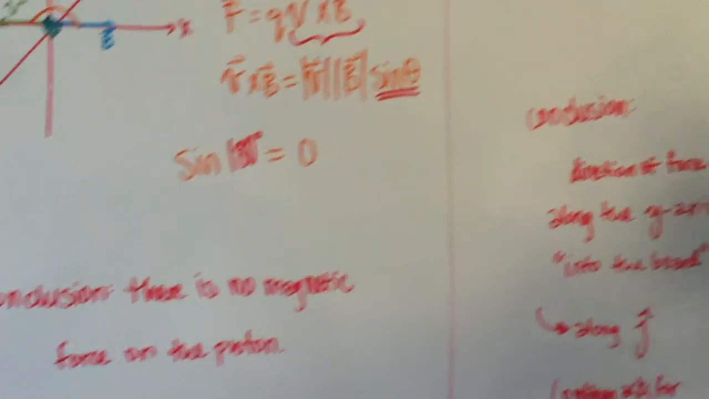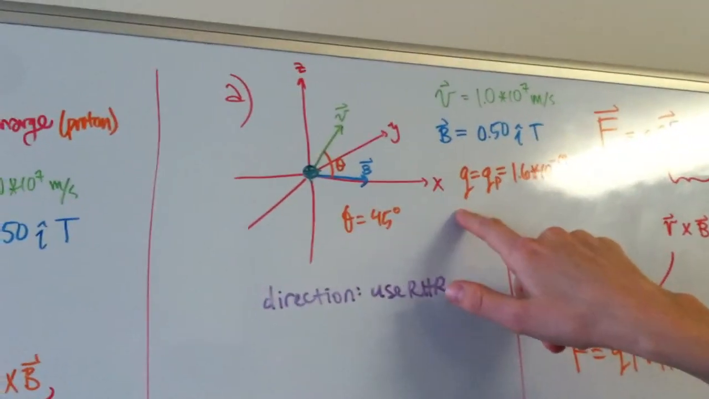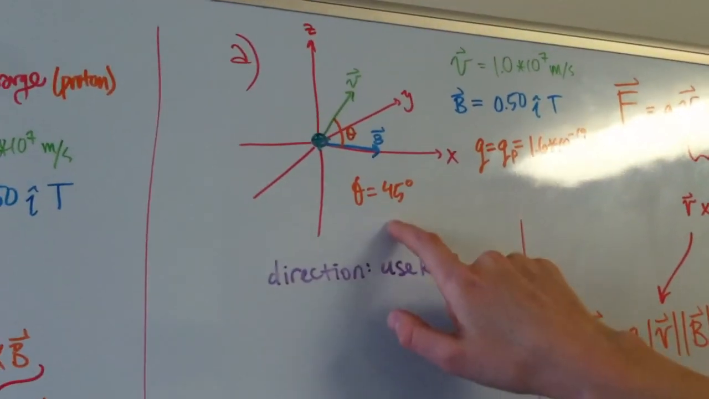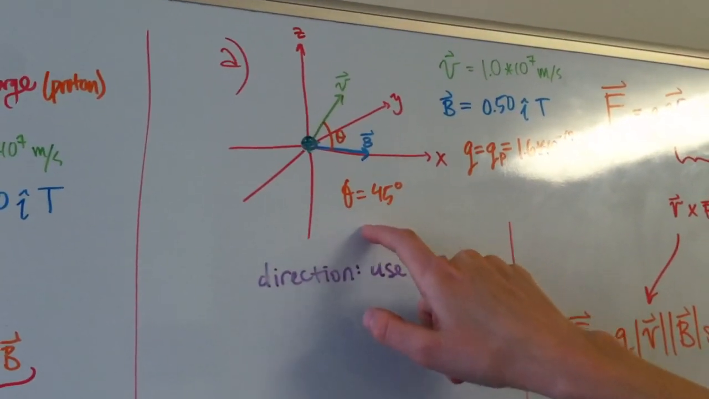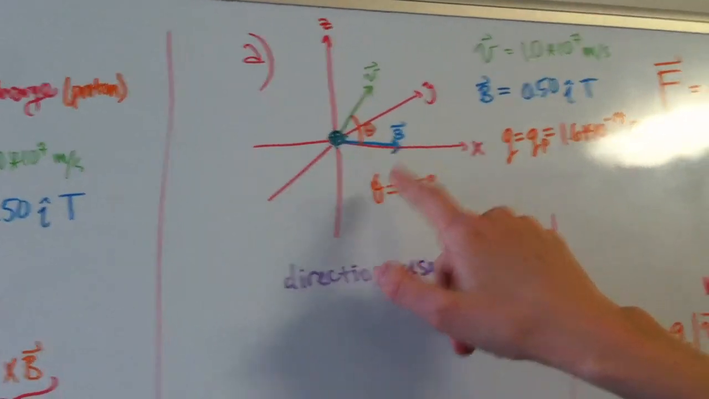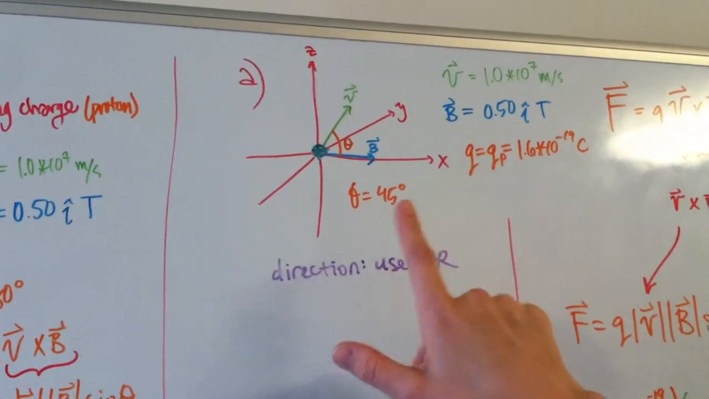So now let's go over to part A. We have our givens here. We can just look up the charge on a proton. But here it's a little bit different because the angle between the two vectors, the velocity and the magnetic field, is 45 degrees. So we're going to have to actually use the right-hand rule here.